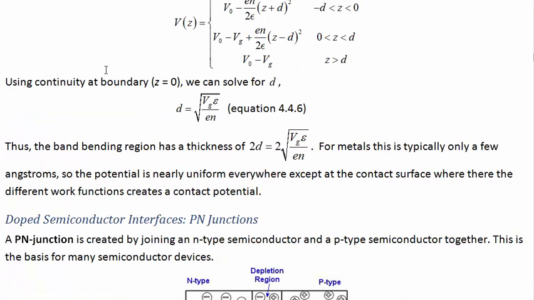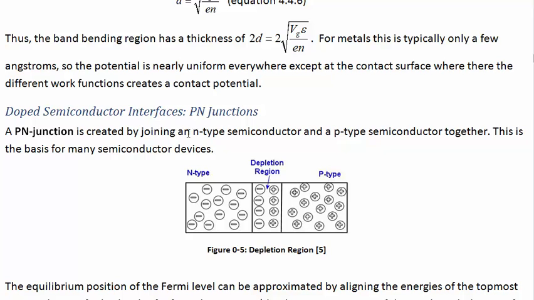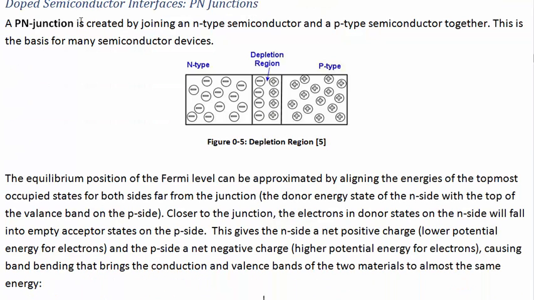Doped semiconductor interfaces, PN junctions. All right, a PN junction, the basis for many semiconductor devices, is just an N-type semiconductor connected to a P-type semiconductor. The connection of them is called the junction. This does some pretty interesting things.